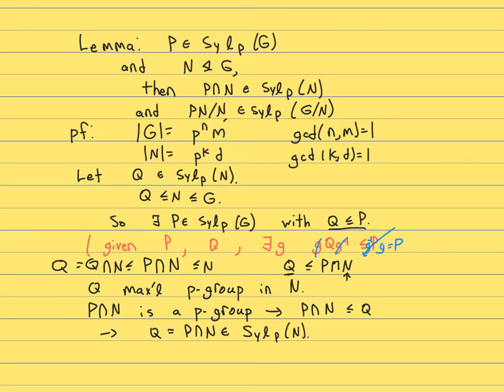So there's a way to use the Sylow theorems to get this proof directly using other theorems instead of using counting arguments. And so we see that intersecting a Sylow subgroup with a normal subgroup gives you a Sylow subgroup inside the normal subgroup.